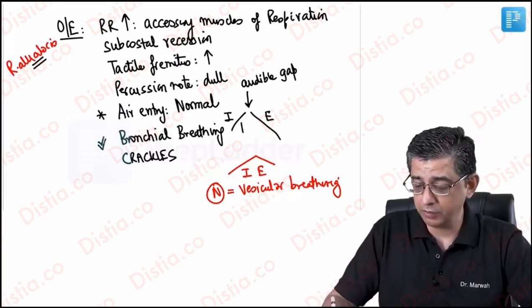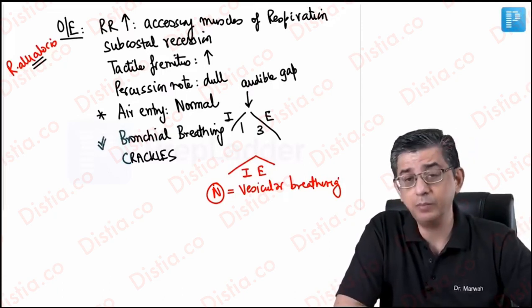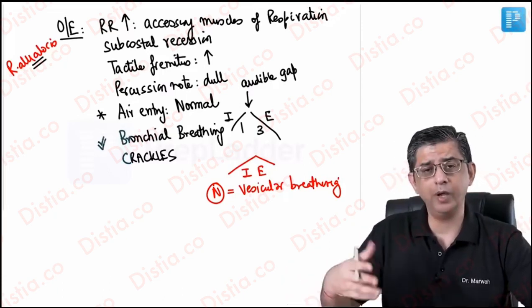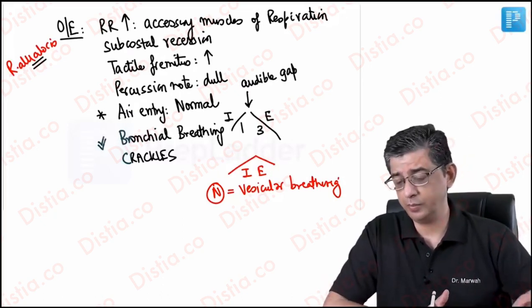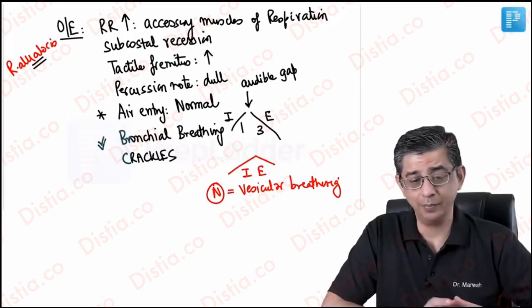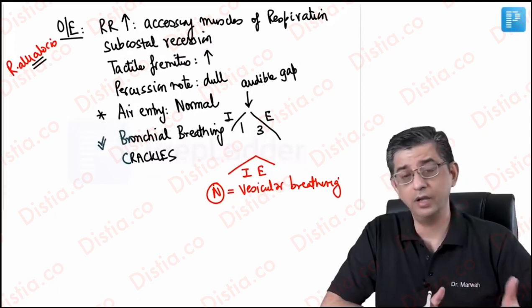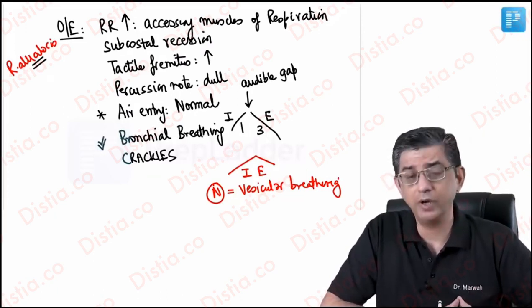The ratio in this case will be such that the expiratory part will take relatively longer time. Why? Because the lungs are damaged. Inspiration is mainly work done by the diaphragm, so the diaphragm can still pull through. But expiration is a passive process. The lungs are damaged, so it's going to take a relatively longer time. So the ratio would be in the range of about 1:3.